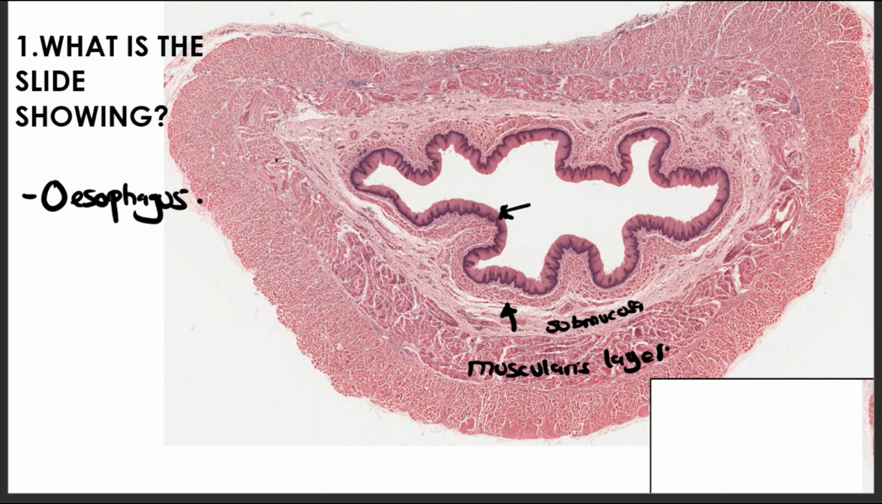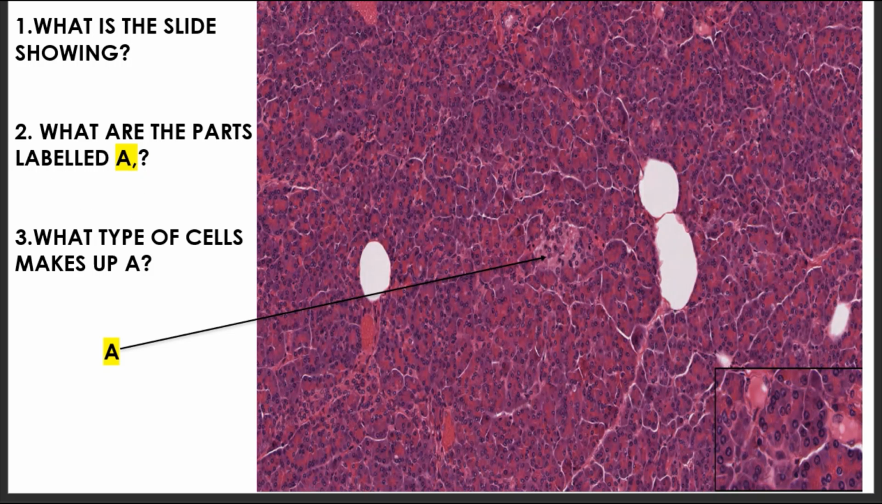Furthermore, look at the lumen. It is irregular. What is this slide showing? This is the pancreas, both the endocrine and the exocrine. The parts that are labeled A here, you've seen this is pale compared to these acini. So these are pancreatic acini, but this is pale. Those are what we call islets of Langerhans.